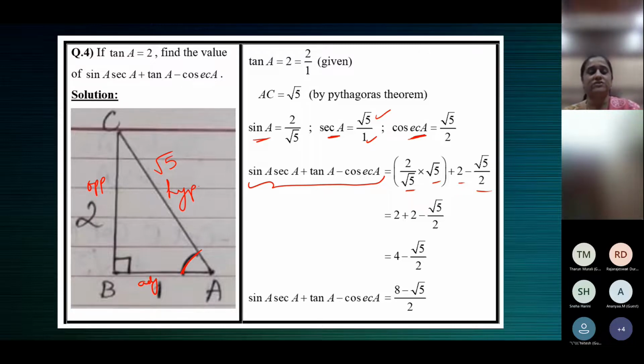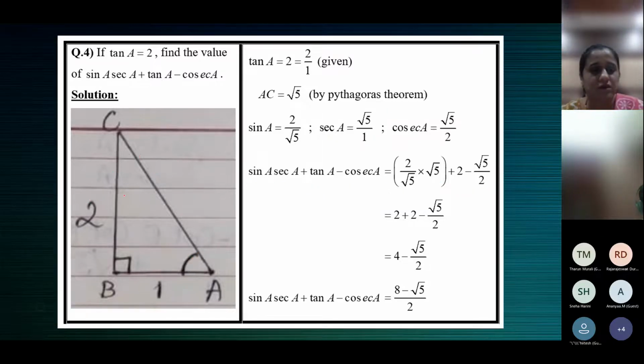So the opposite and adjacent sides are not fixed. With respect to angle A, this is the opposite side and this is the adjacent side. For angle C, this is the opposite side and this is the adjacent side.